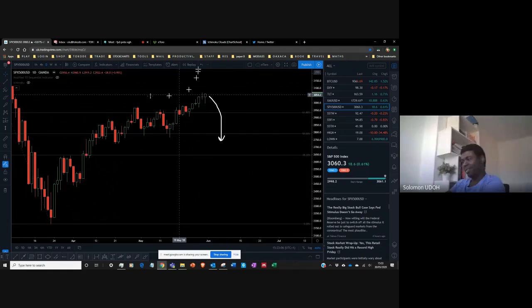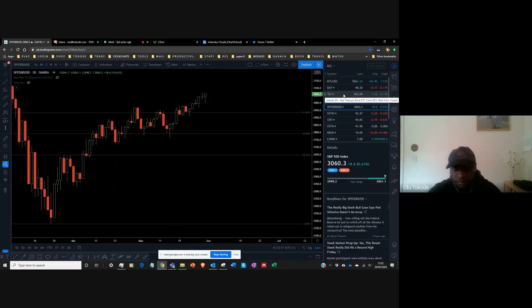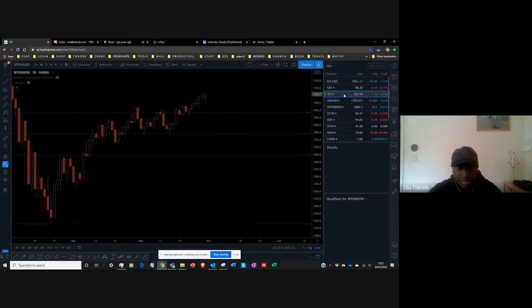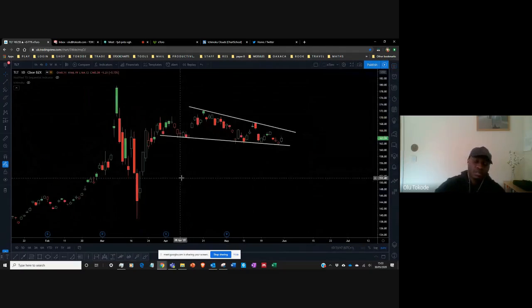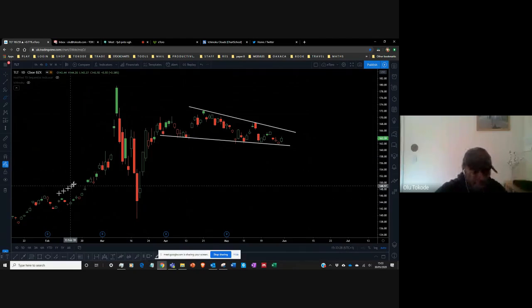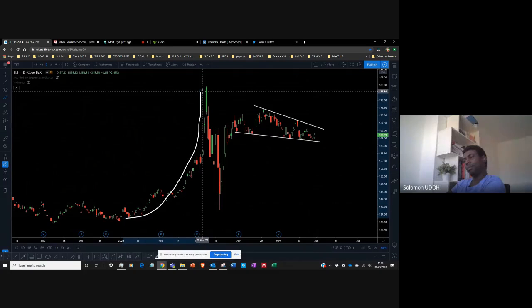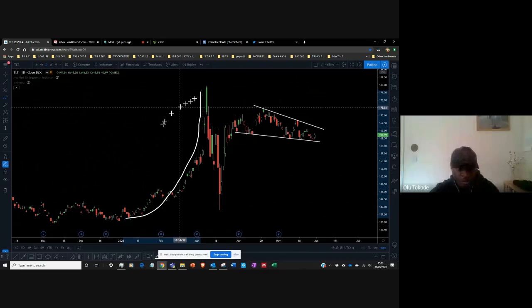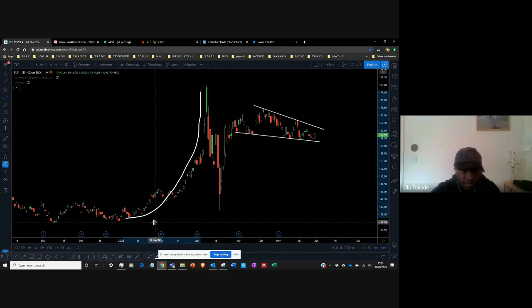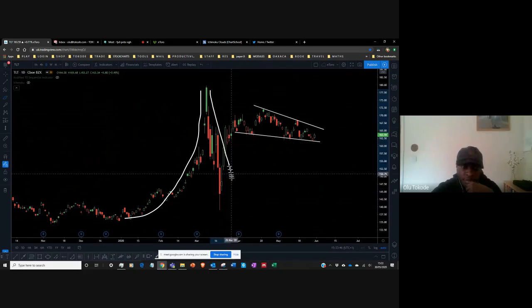And then I look at bonds. This is bonds, TLT. Bonds and precious metals are considered safe havens. So when we sold off in February, you look at bonds, they took off. When we started recovering, bonds sold off.